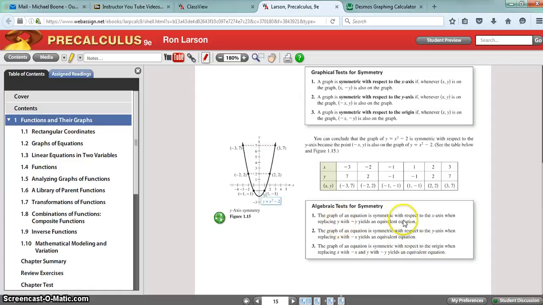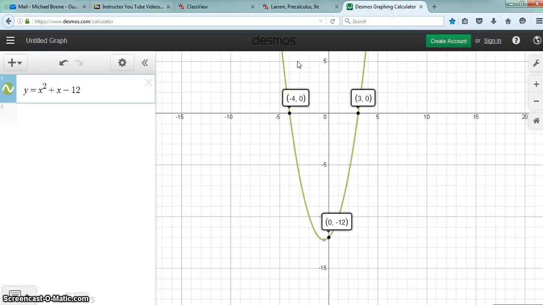So if it is symmetric with respect to the x-axis, if you replace y with -y and you get the same equation, then that means it's symmetric to the x-axis. To see if it's symmetric to the y-axis, take your x and replace it with -x, and if you get the same thing, then it's symmetric to the y-axis. And it's symmetric to the origin when it does both of those things, and we get the same equation. So that might help with some of those questions.